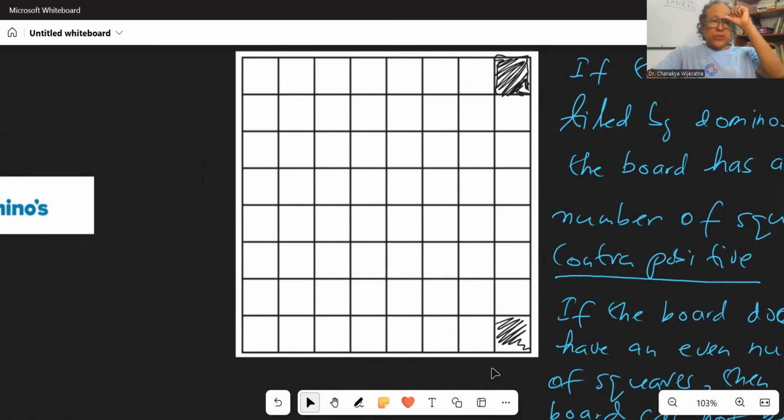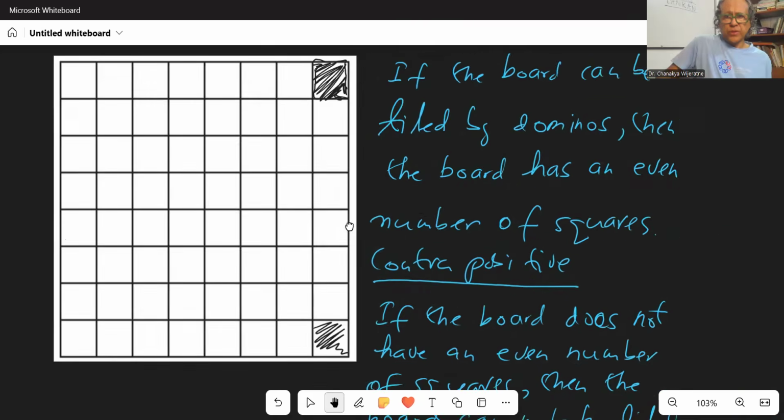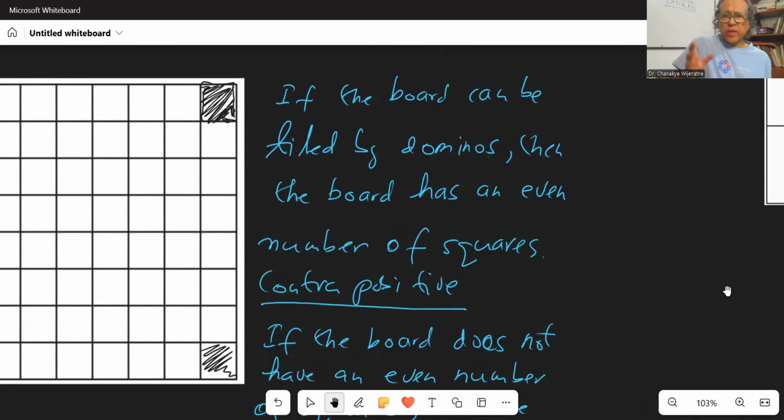So can this be tiled by dominoes? Now, there are 62 squares in the chessboard: 64 minus 2, they remove 2. So it has 62 squares, an even number. So can this be tiled by dominoes? Now, this statement: if the board can be tiled by dominoes, then the board has an even number of squares.